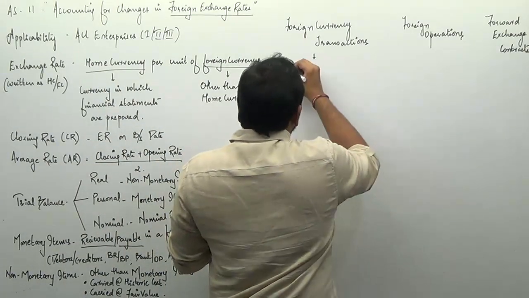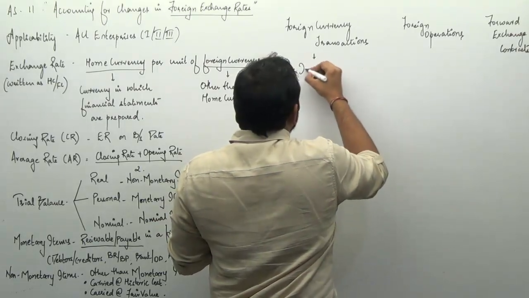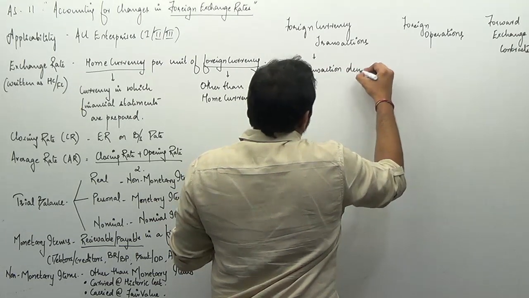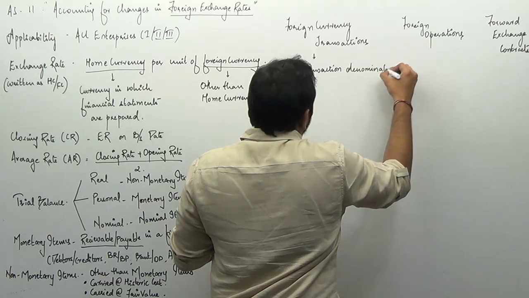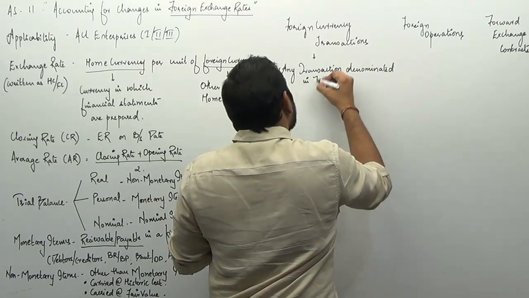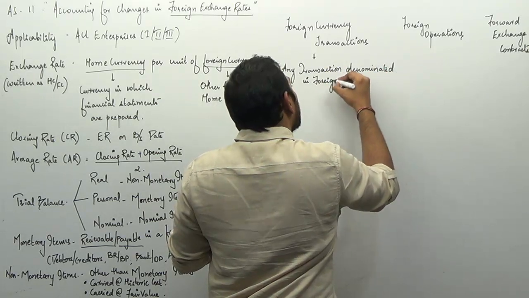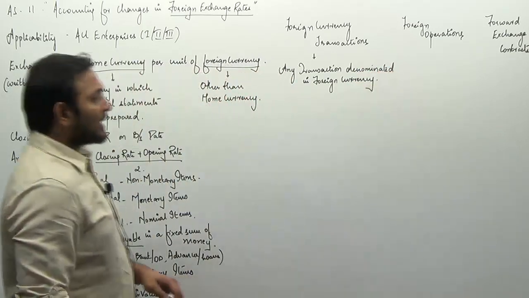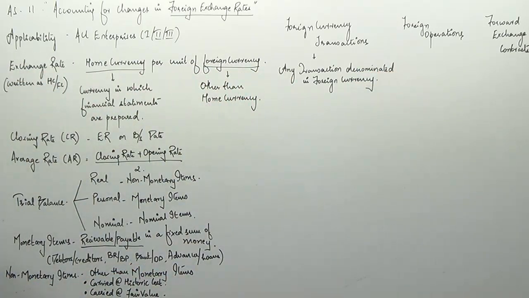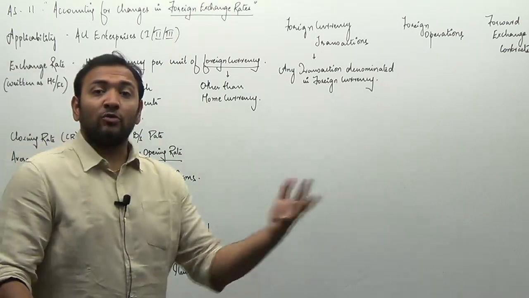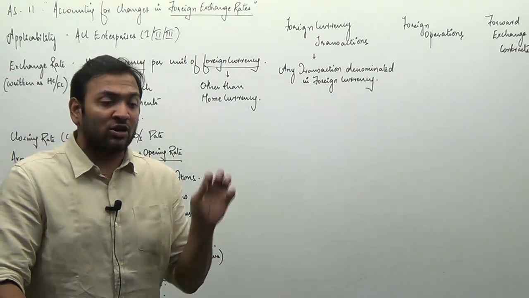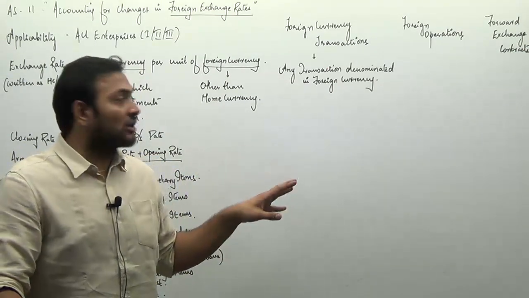What is a foreign currency transaction? Any transaction which is denominated in a foreign currency is called a foreign currency transaction. Purchase of machinery from the US in dollars is one. Purchase of machinery from the US in rupees is not a foreign currency transaction, because the denomination of the invoice should be in a foreign currency.